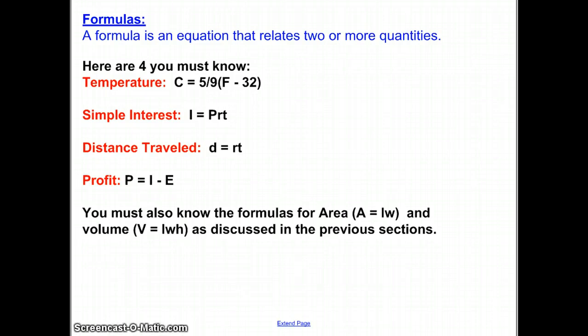Of course, you also need to know the formulas for area. Area equals length times width, and volume. Volume equals length times width times height, as we did in the earlier sections of the chapter. You might also see a curveball for the area of a triangle. A triangle is half of a square, right? So the area of a triangle is going to be 1/2 the base times the height. If you don't remember that, 1/2 the base times the height. So let's look at some examples of how we use these.